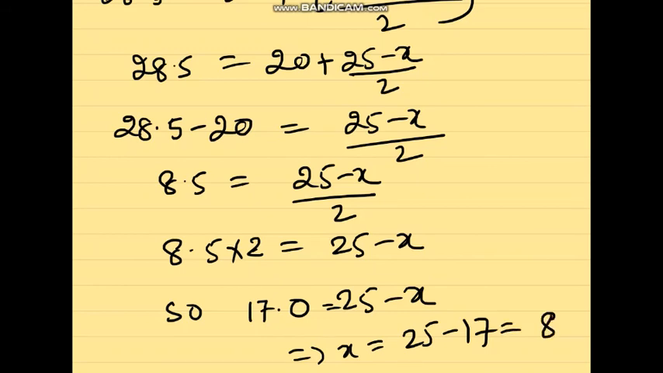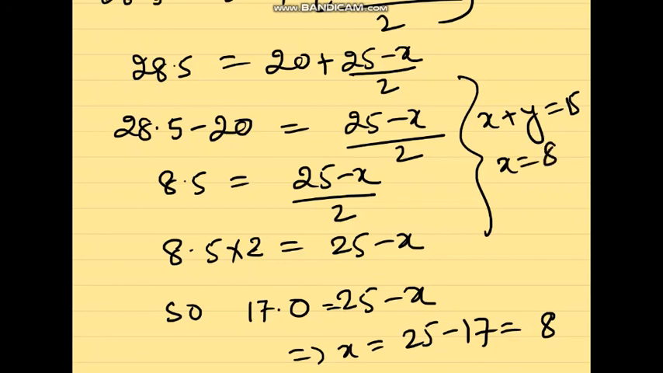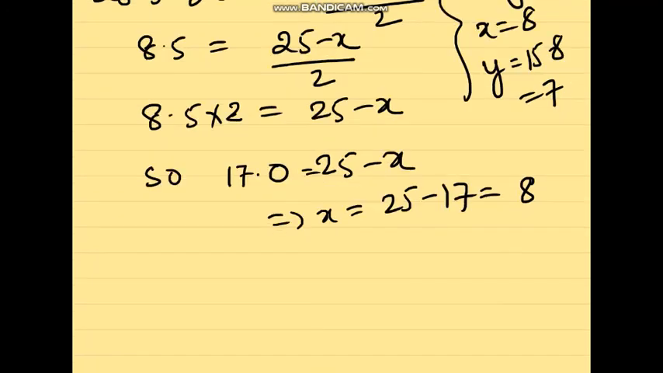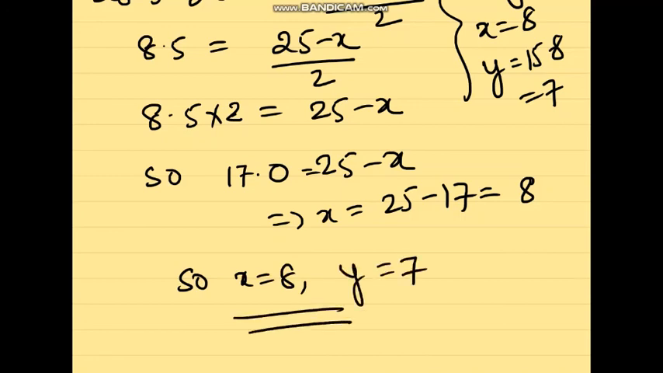Here you have already got x plus y equal to 15. So if x is equal to 8, then y will be equal to 15 minus 8, which is 7. So x is equal to 8 and y is equal to 7, and the median given was 28.5.